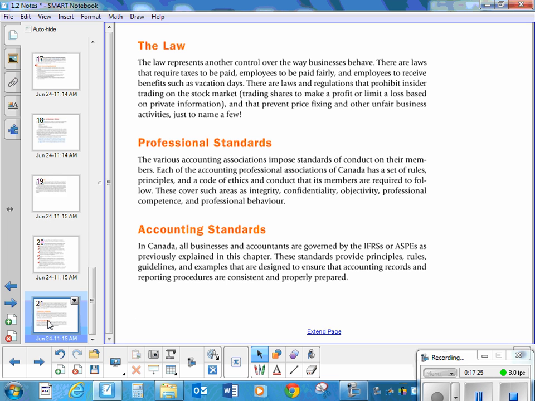Okay, we also have the law. So if you're breaking the law, then of course that goes through a whole different channel. But if it's a professional standard, then that stays within your profession. They handle the standards on their own. And accounting standards are the standards that we use in Canada.